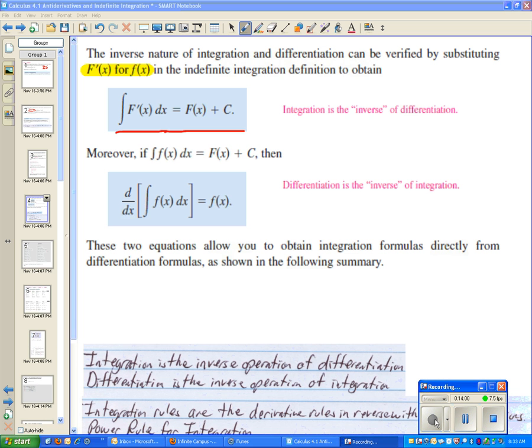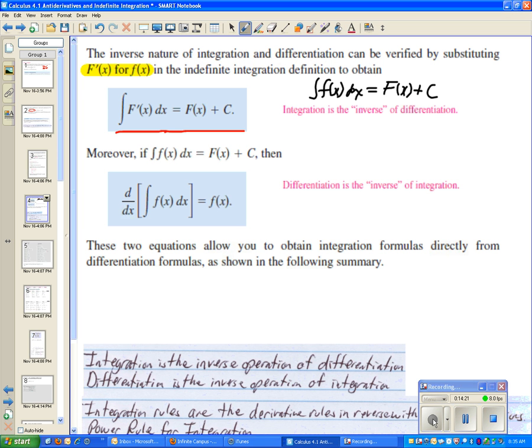Now, I personally would have just said the integral of regular f of x dx equals capital F of x plus c. In fact, I think that's a little more natural to look at, because we're saying that the indefinite integral means antiderivative, that the antiderivative of f of x is called capital F of x plus c.